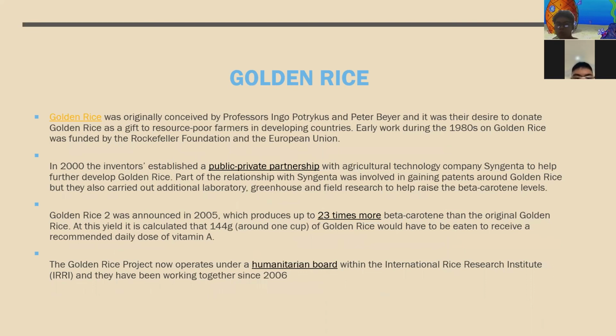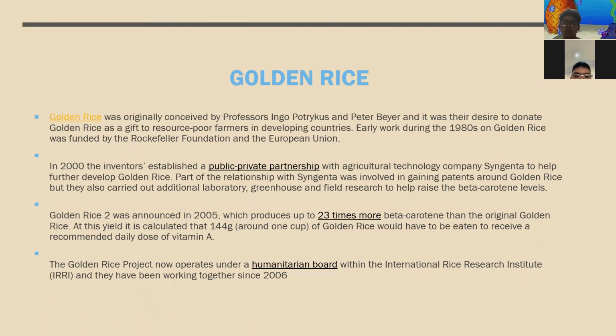Golden rice was originally conceived by Professors Ingo Potrykus and Peter Beyer, and it was their desire to donate golden rice as a gift to resource-poor farmers in developing countries. Early work during the 1980s on golden rice was funded by the Rockefeller Foundation and the European Union.